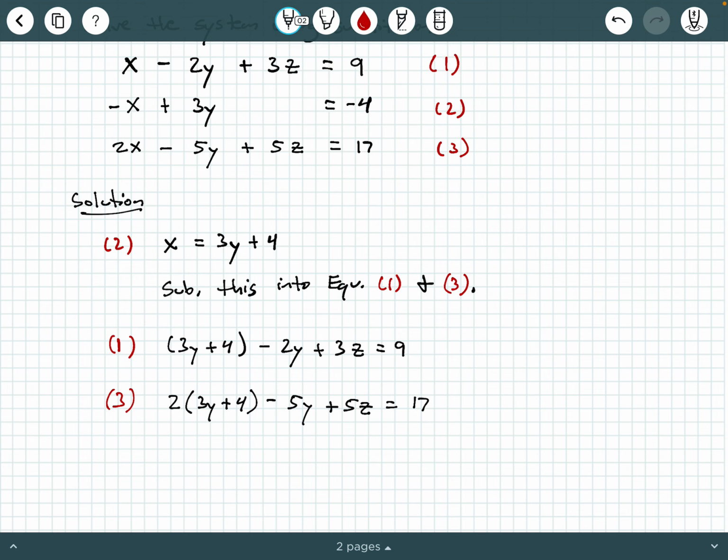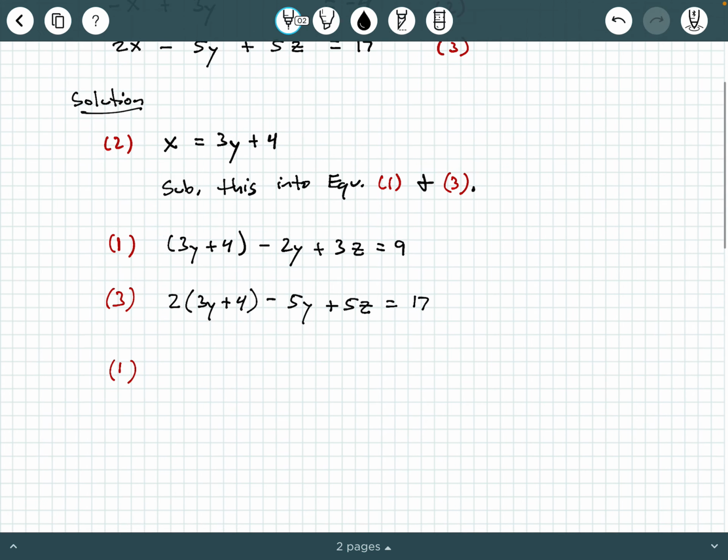So let's go back to equation 1, the new version of it, that is. I'm going to simplify this equation 1 just a bit so I can gather my y terms, and we'll have 3y minus 2y gives us just a positive 1y, and then I'll have plus 3z, and I'm going to move that 4 to the other side of the equation.